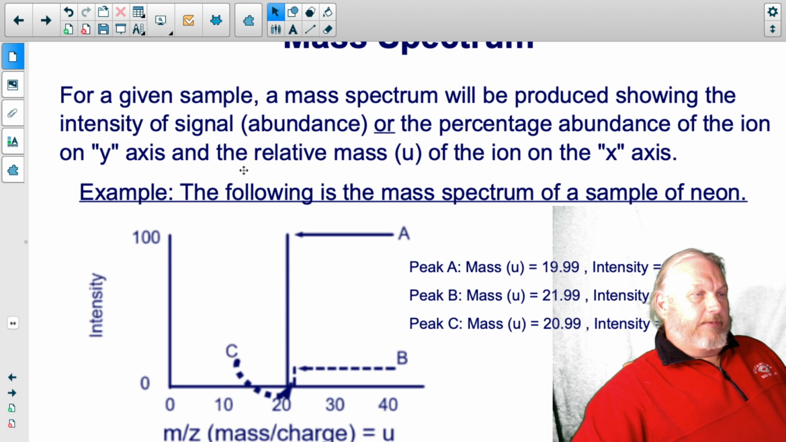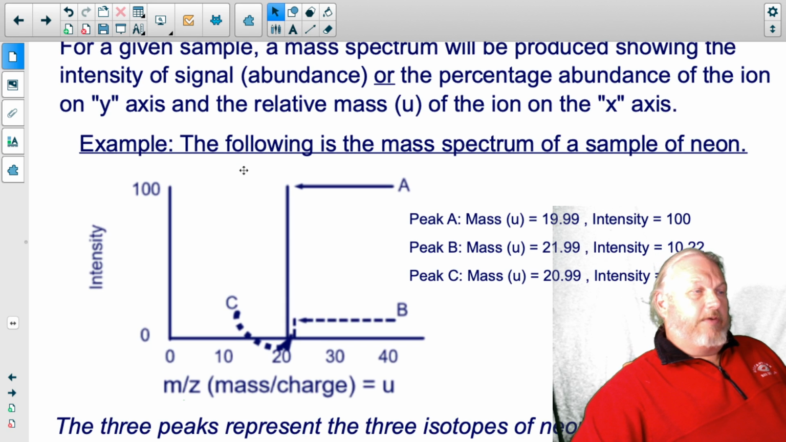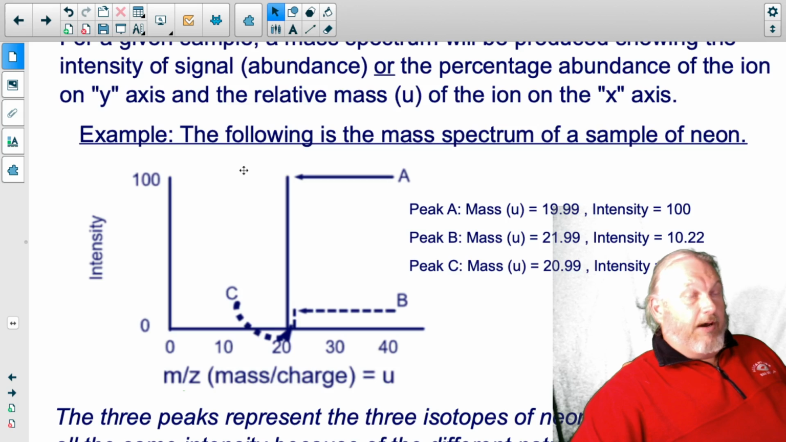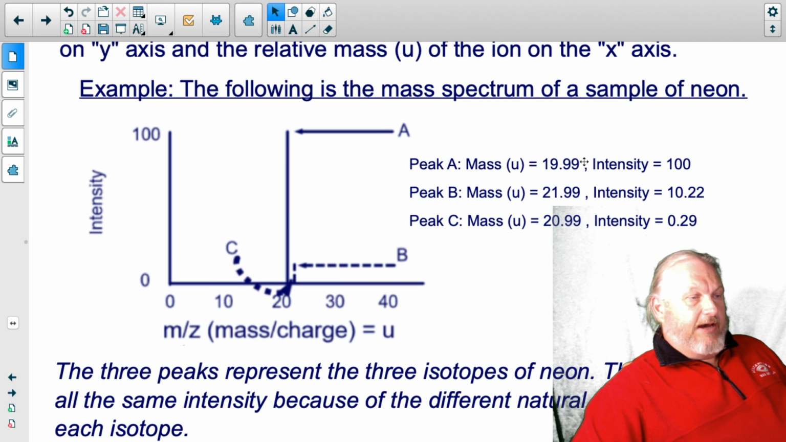So for a given sample, a mass spec will be produced showing the intensity of signal or the abundance, or the percentage abundance, on the y-axis, and the relative mass of the ion on the x-axis. So this is a sample of neon. Peak A is right around 19.9, and the intensity is 100.